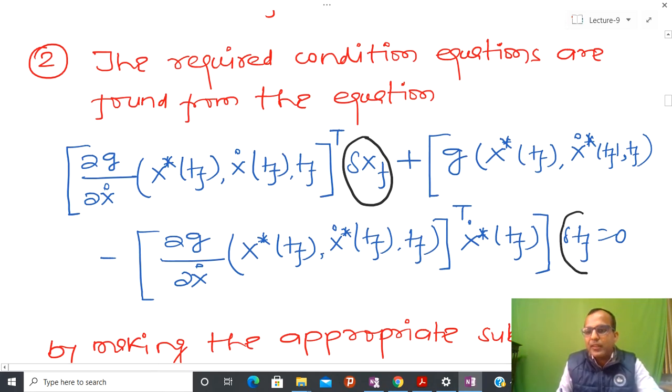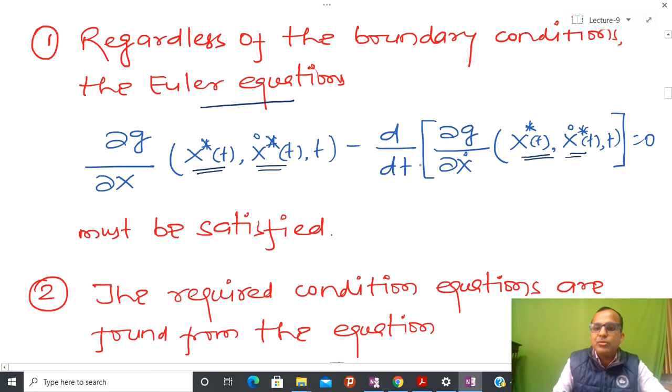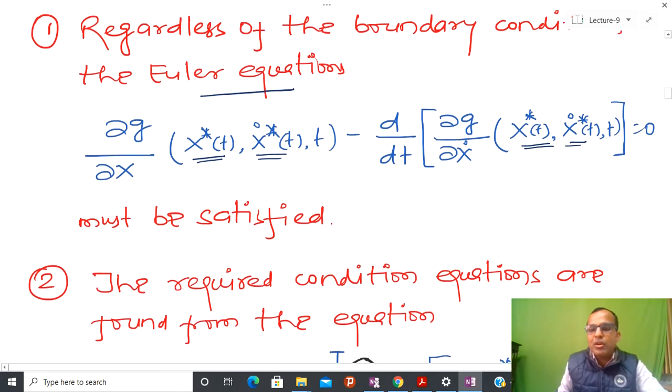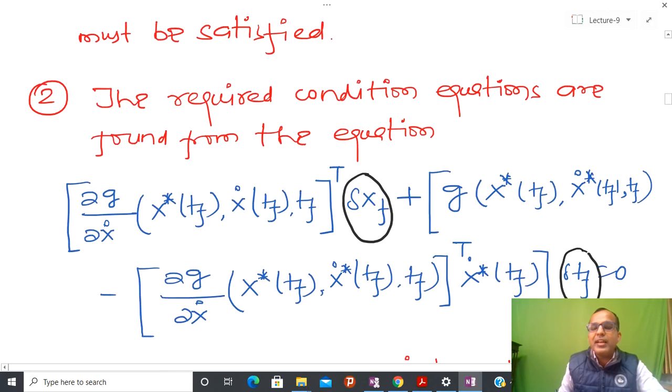Similarly, this is the final time, and one more part: whenever we are calculating the variation, that is coming due to the general variation of x, and whenever we put that equal to 0, the Euler equation comes into the picture. So in order to calculate the boundary condition, I have to check this particular partial differential equation. Again, in order to solve this 2n equation, I have to check these kinds of boundary conditions.